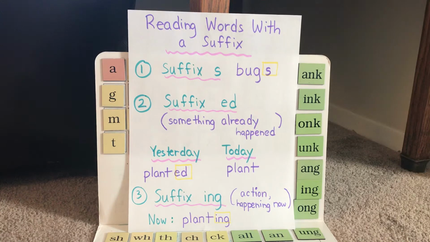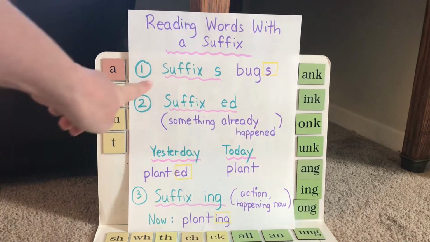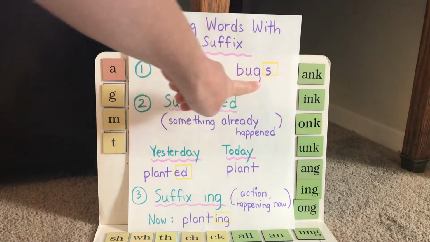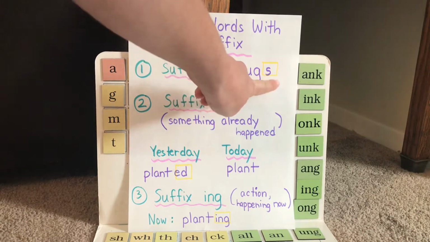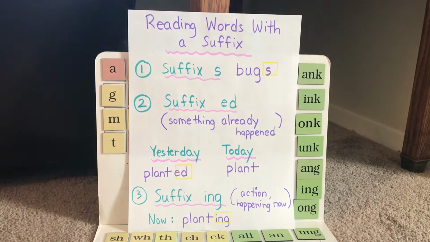Now, we've already learned about suffix s. Suffix s, you can add on to the end of a word like this. So we have bug, but then when we add the s, we have bugs. So it becomes more than one bug. Okay, this week we're going to learn about 2 other word endings, 2 new suffixes.